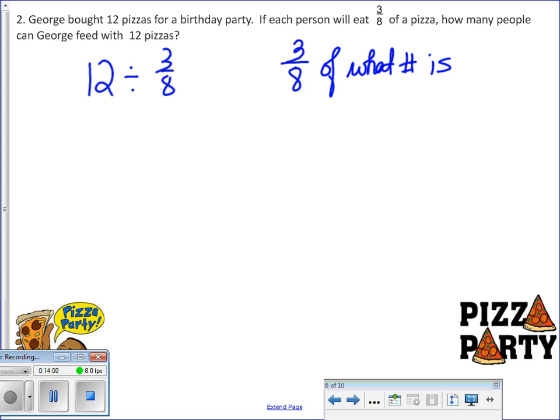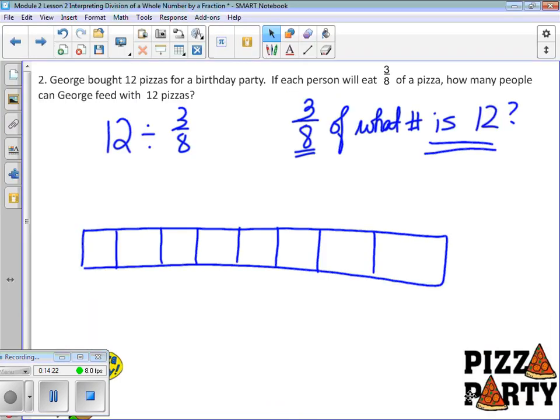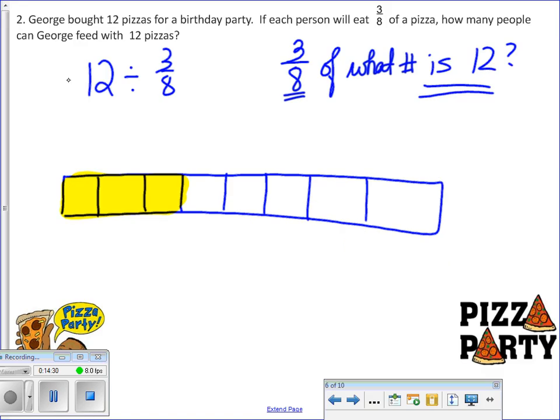3/8 of what number is 12? So 3/8 is 12. How many people can I divide into 3/8 to get 12? So let's draw our 3/8. So we have our 3/8. So 3/8 is 12. So 12 divided by 3 is 4. 4, 8, 12, 16, 20, 24, 28, 32.